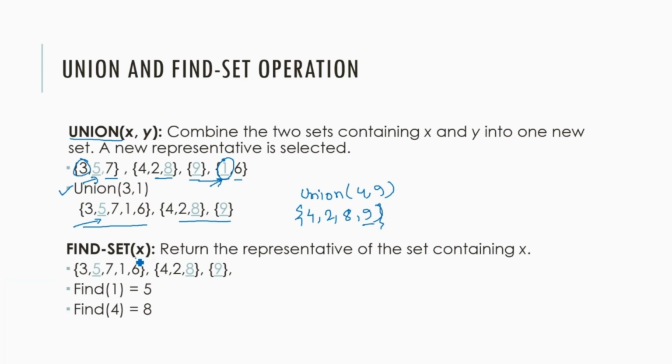The find set operation is very easy, it just returns the representative of the set. So if we look for the representative of element 1, then the name is 5. If we look for the representative of element 4, then the representative is 8, because 4 belongs to the set 8 and 1 belongs to the set 5.